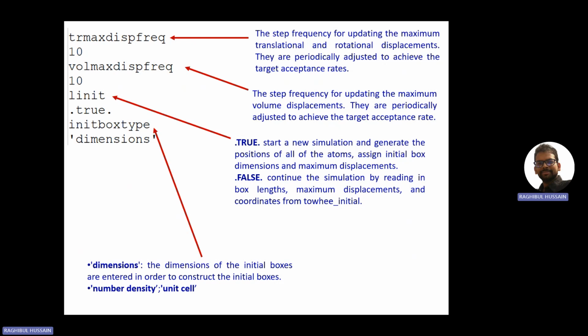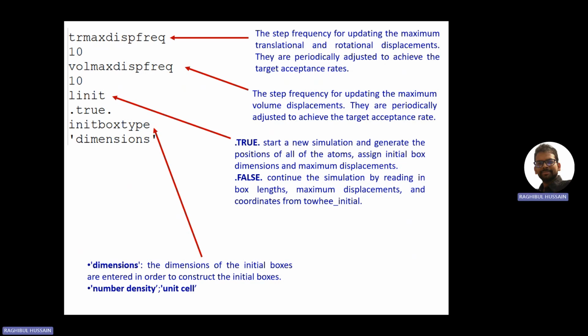Now we have the TR max displacement frequency. We are doing this water example, so we are going to use different types of moves, right? One move will be the displacement move. Then we have rotation about the center of mass. Then we have the volume change move. We are doing an NPT ensemble simulation, so pressure is constant and the volume will change. So we need a volume change move, right? And in any Monte Carlo simulation, these two are the common moves: displacement moves, where we want to displace the molecules inside the system, as well as rotating the molecule around the center of mass.